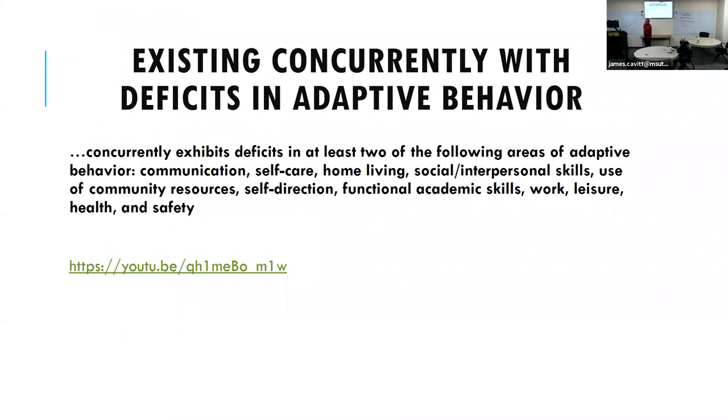Okay, so existing concurrent learning deficits and adaptive behavior. Two of the following areas of adaptive behavior, communication, self-care, home living, etc., must be impaired. And we're going to watch a video of a classroom. And this is an excellent video. So let me see if I can get it up and running.